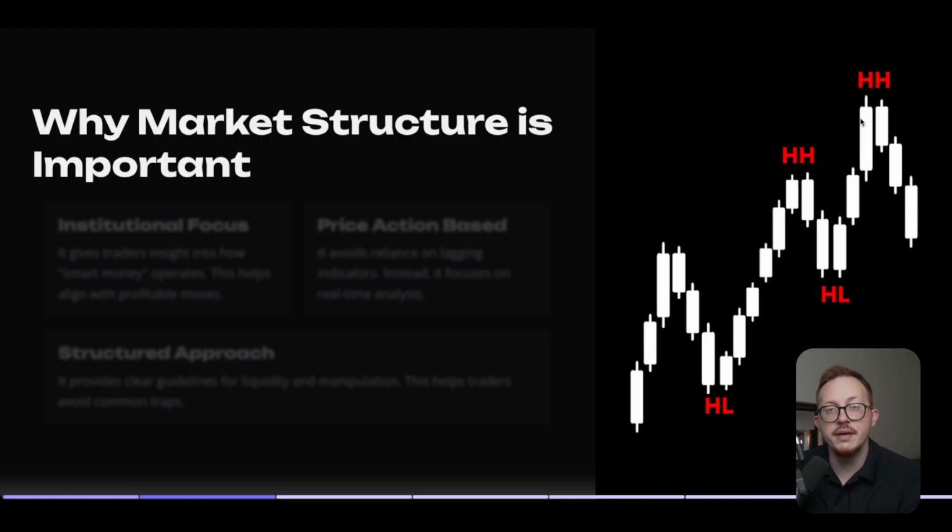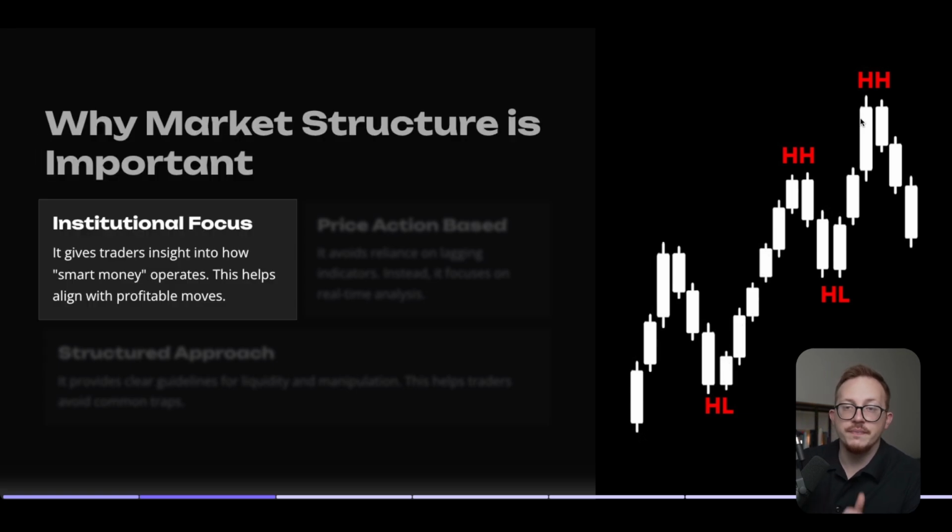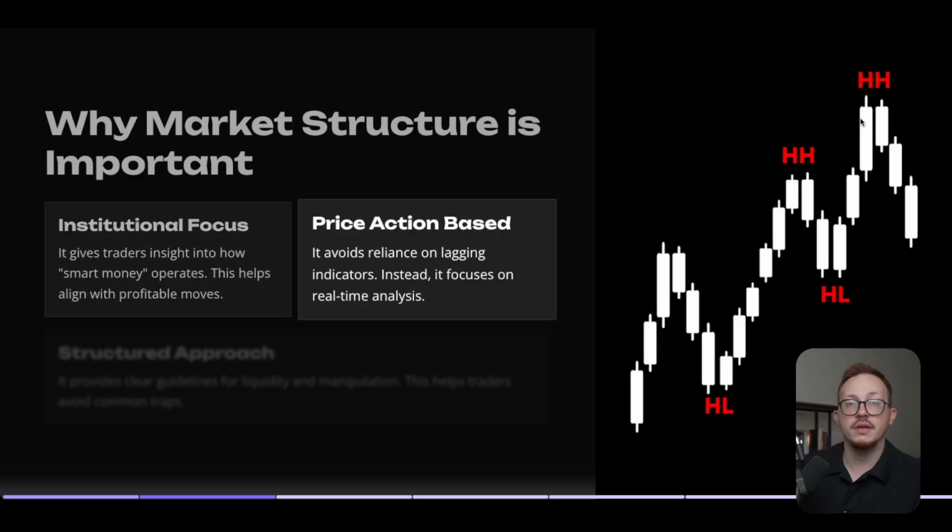So why is market structure important? First of all, it brings you institutional focus. It will give traders insight into how smart money operates. This helps align with profitable moves. Now, this will give you the first insight: what is the direction smart money, a lot of institutional money, is going? What is the direction they are pushing the market at? If you follow a market structure, you can try and tag along, right? That's the whole point. You cannot change a market direction, especially not in forex, but you have to tag along on the right side.